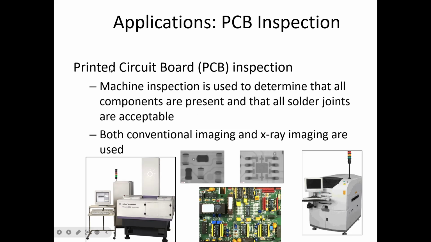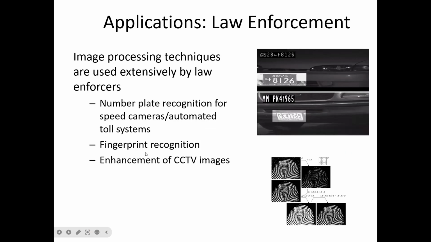The next area is printed circuit board inspection. Machine inspection is used to determine that all components are present and that all solder joints are acceptable. Both conventional imaging and X-ray imaging are used. Also, in law enforcement we can recognize the number plates of vehicles, and these image processing techniques are used extensively. In another area, fingerprint recognition, we can get all the differences of the fingerprints.